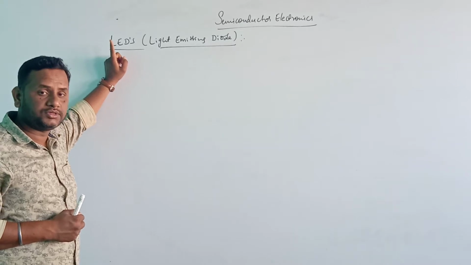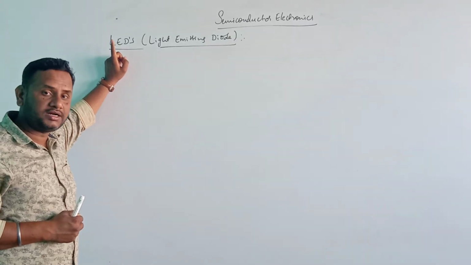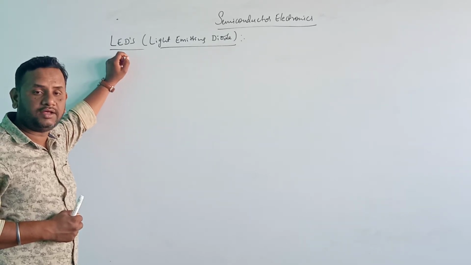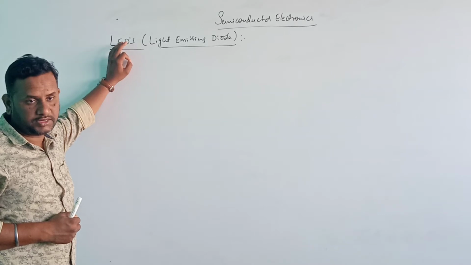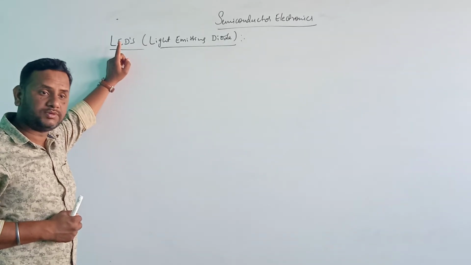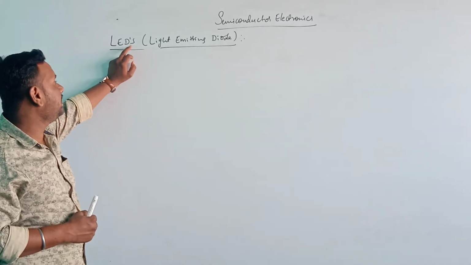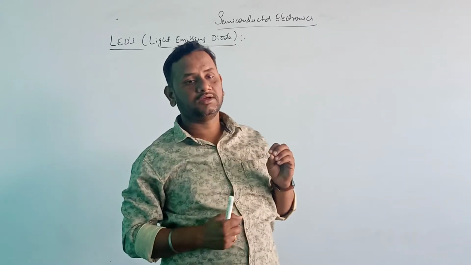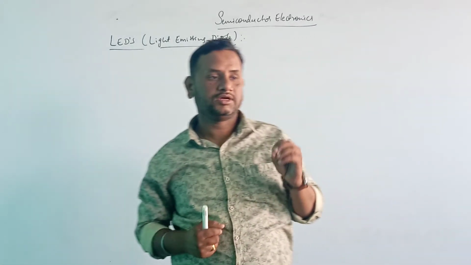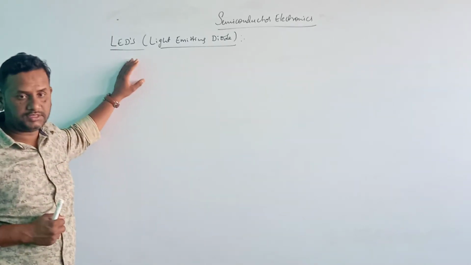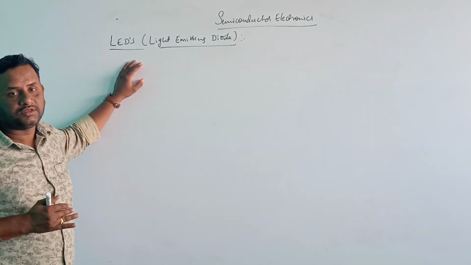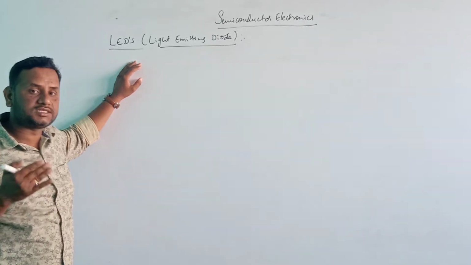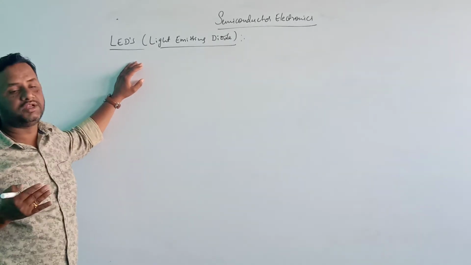In a photodiode, the photo current increases mainly due to the incidence of high frequency light on the photodiode. There it works under reverse bias, and here this LED works under forward bias. So that is the principle of the LED. It works under forward bias, and in forward bias it emits spontaneous light.